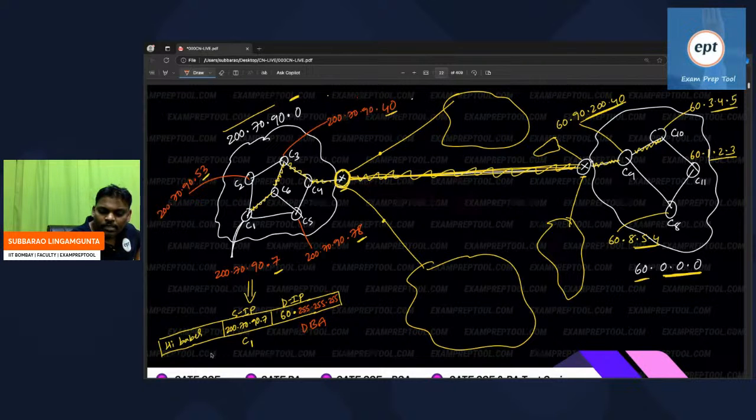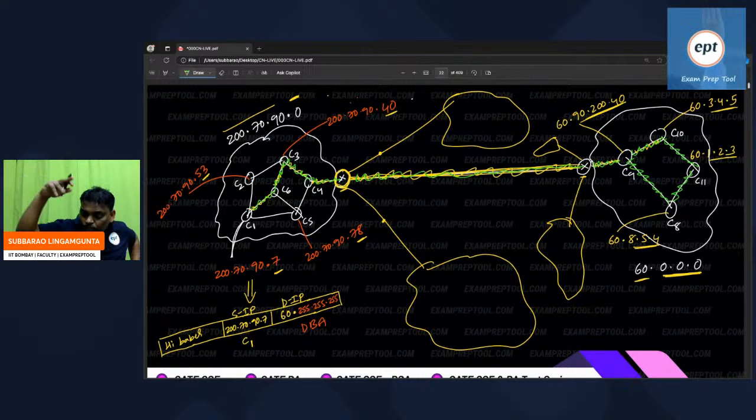Then what happens? Your packet will go from here. Your router will send it along the correct path, and this router also will send it along the correct path. From here it will send data everywhere, to every person. So if you want to send to all the people in one network, use direct to broadcast address.